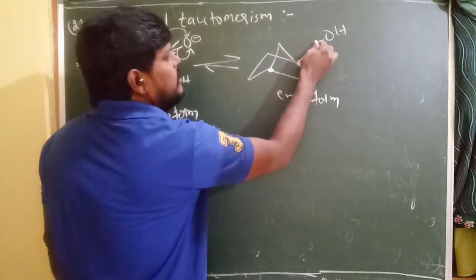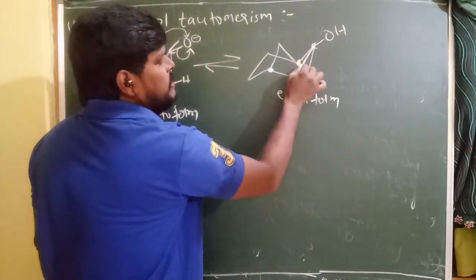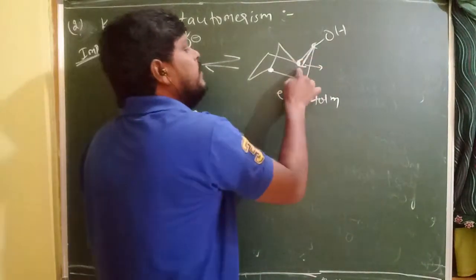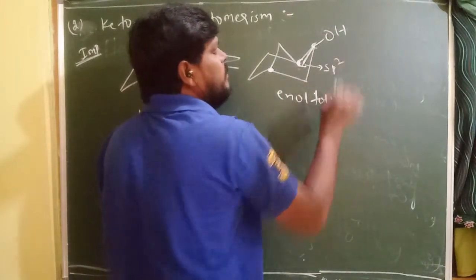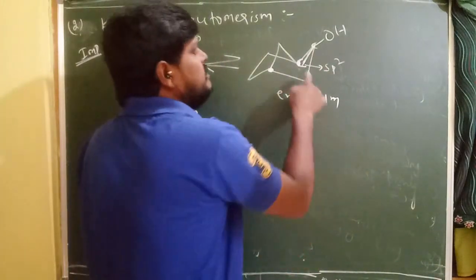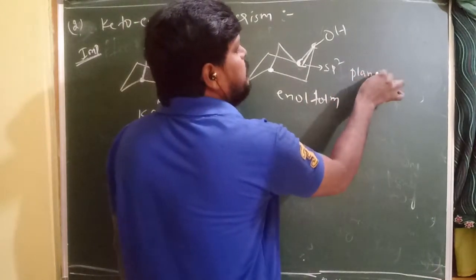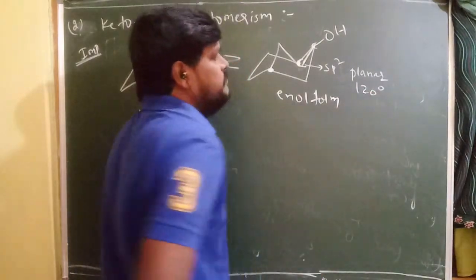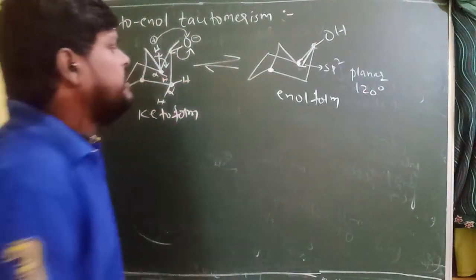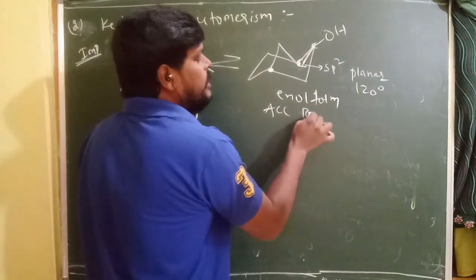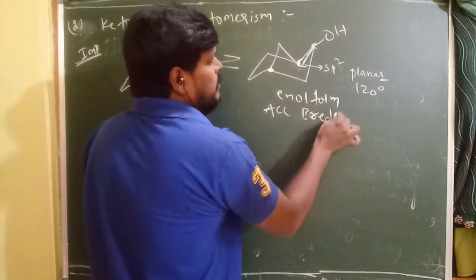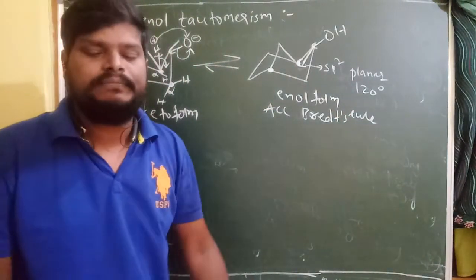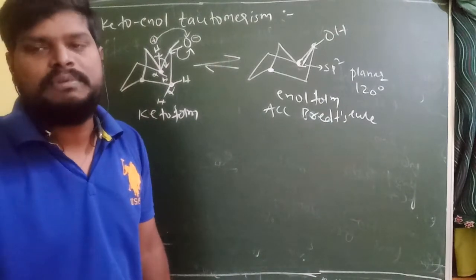Here this carbon, especially this carbon-to-carbon double bond, is there, that's why this carbon is unsaturated and in sp2 hybridization, right? And it is an sp2 carbon, that's why the structure is planar and the bond angle is 120 degrees. Yes or no? So according to Bredt's rule, this is not possible.